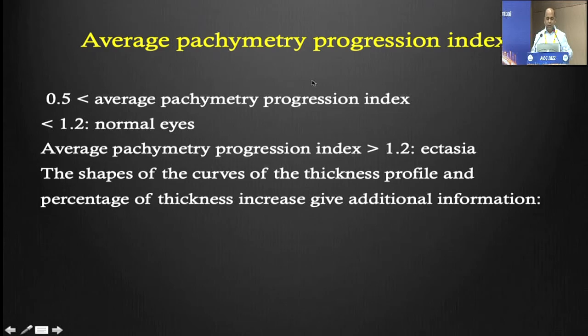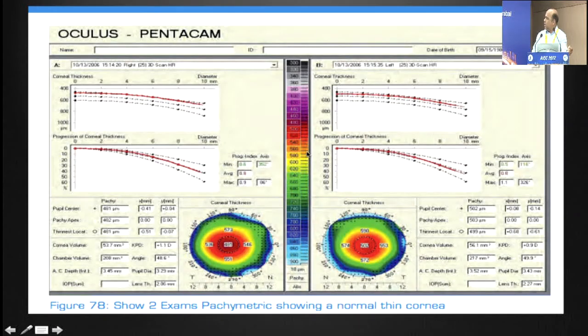So these are some of the values that are important. Average Pachymetry Progression Index of less than 1.2 is normal, and if it is more than 1.2, it is ectasia. The shapes of the curves of thickness profile and percentage of thickness increase give additional information. Like see this map, just see the progression, this red line, which is going in a normal track. There is no abnormal jump up or down. So this is a normal progression of pachymetry from center to periphery.